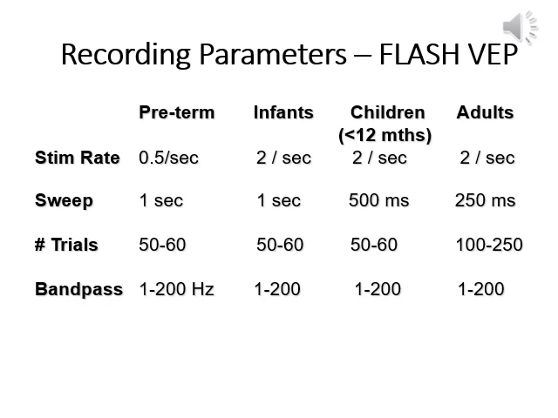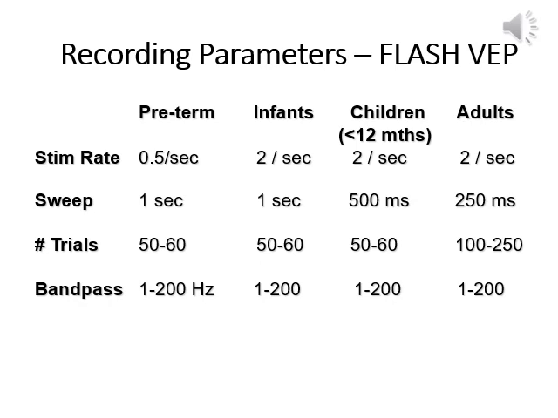The sweep length or analysis time in an adult is 250 milliseconds. In children, it's lengthened to 500 milliseconds. In infants and preterm infants, it's lengthened to 1 second, as the P100, the typical response, is quite late.